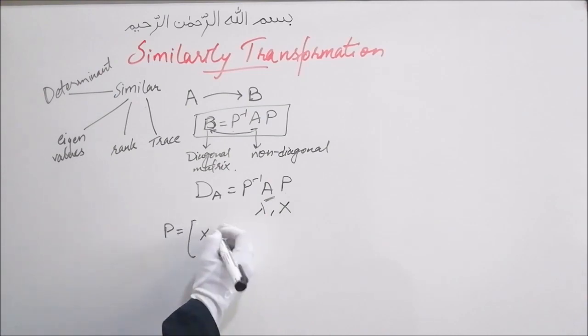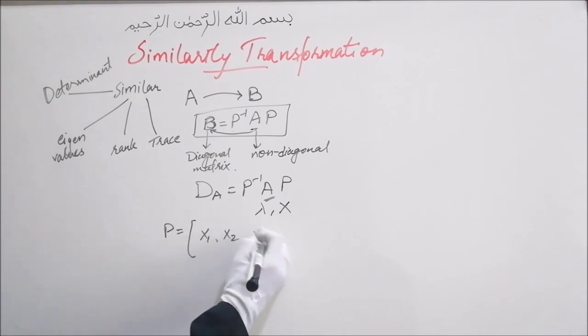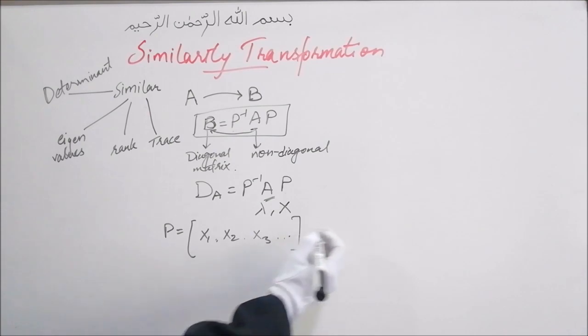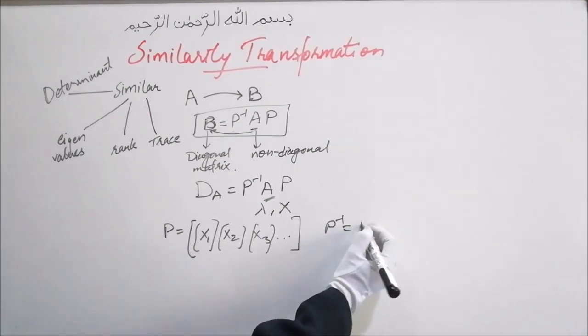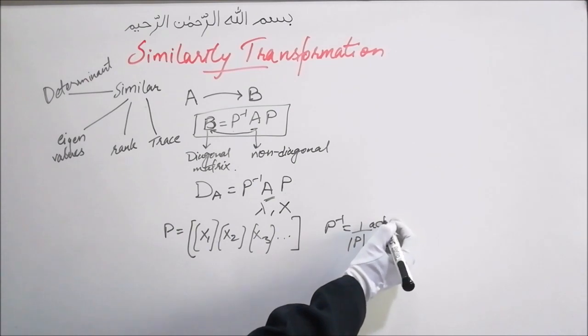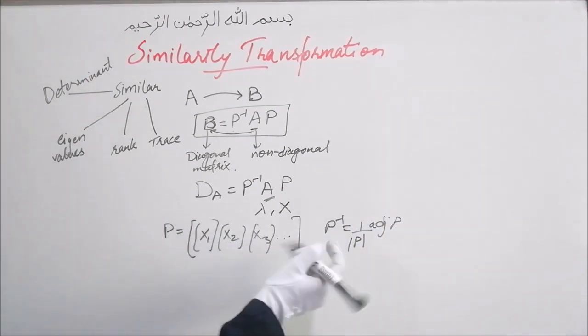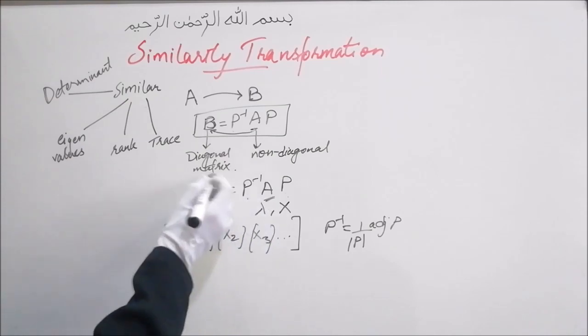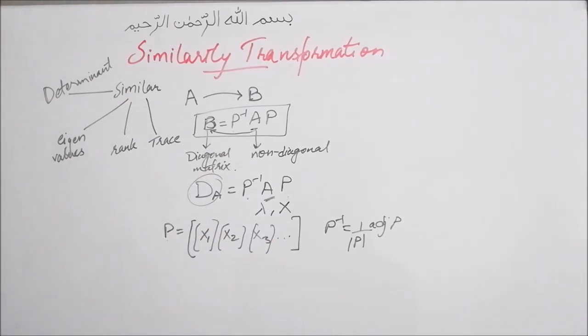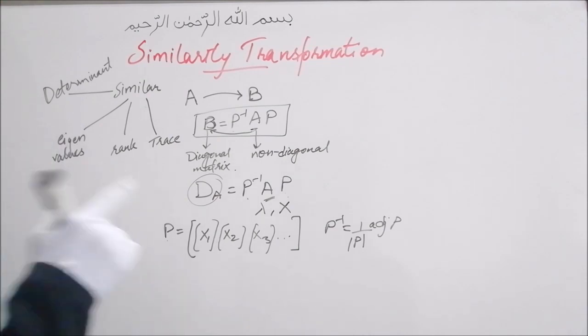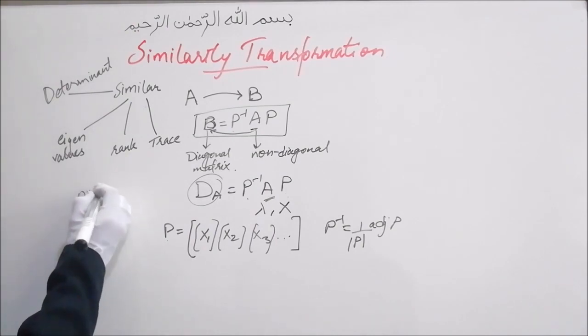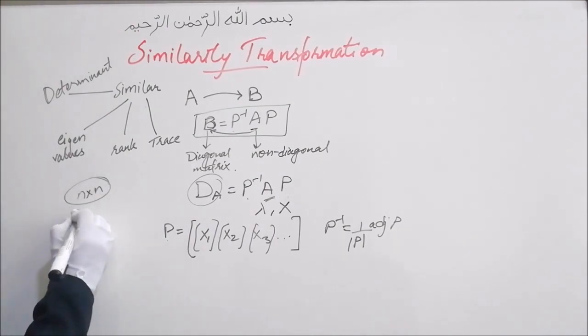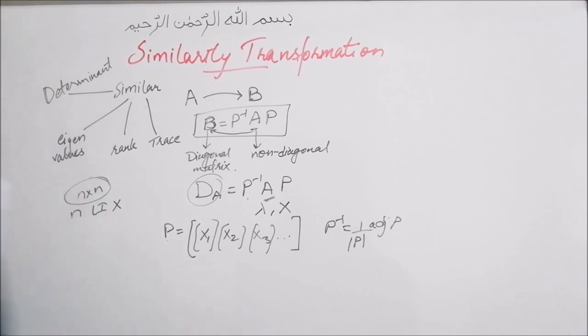So our P will be x1, x2 and x3 and so on, these values. Then we'll find P inverse, which will be 1 by determinant of P into adjoint of P. Then you can put the values of P and P inverse here, and get dA, which will be a diagonal matrix. So this diagonalization of a matrix is possible only if A, which is an n by n square matrix, has n linearly independent eigenvectors. Only then the diagonalization is possible.